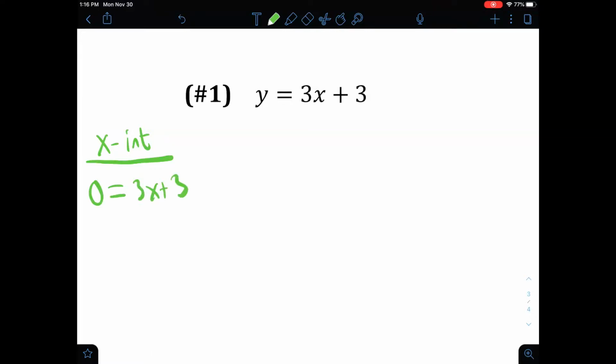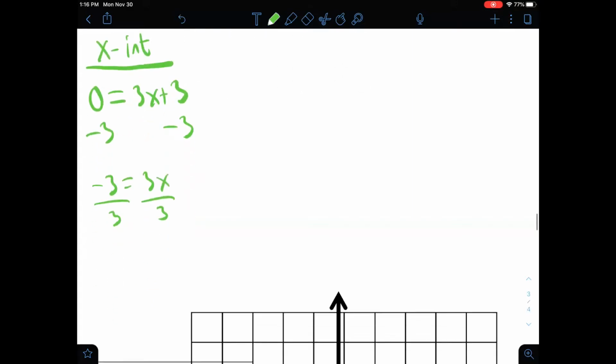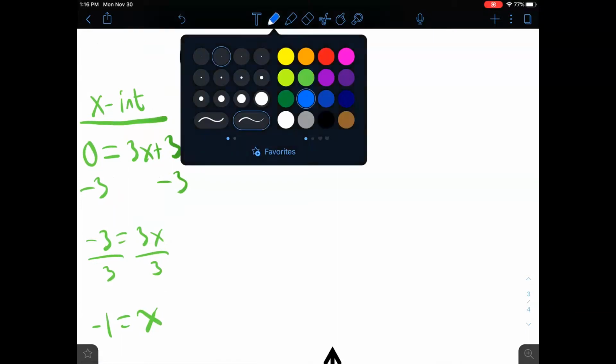Now we got to solve for x. Well, I got everything on one side here. I can either move the x's or I can move the constants. I'm going to subtract 3 from both sides. So I get -3 equals 3x divided by 3. So I'm going to get -1 equals x. That's going to be my x-intercept.